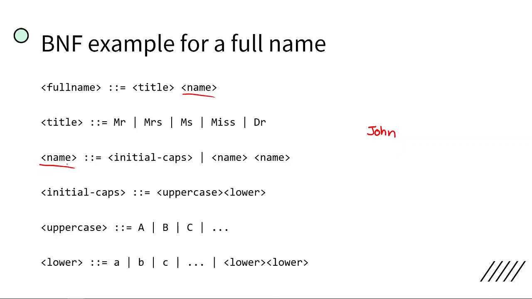So let's go back. The name can be either in initial caps or a combination of two names, a name and a name. So what does this mean? It's possible, let's say for example, my name is John Gerald. So my name has two words. That is the reason why we can put two names here. Actually, it can even be three words.